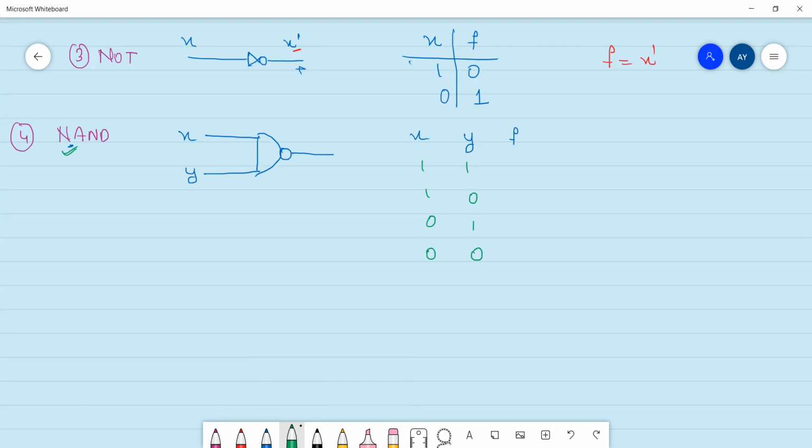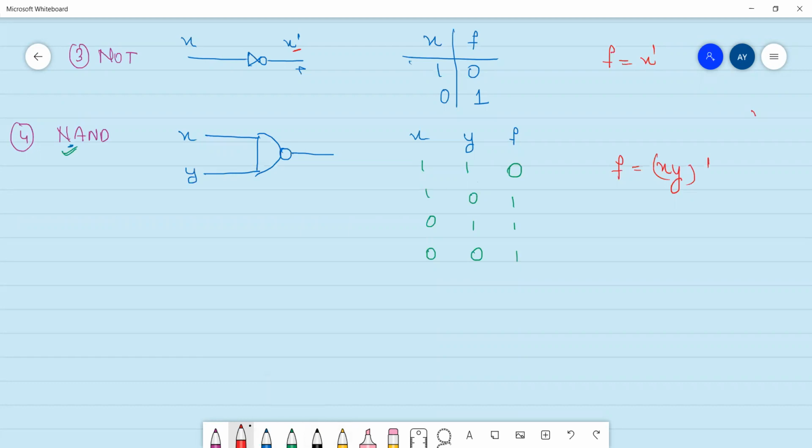So we are talking about the negation. Whenever you have two truths, it will be false. Rest of the statements will be true. Right? I hope you remember this definition. And the formula comes F is equal to, as we are talking about NAND, x and y, right? And negation is its whole dash. This is what the formula for NAND is.